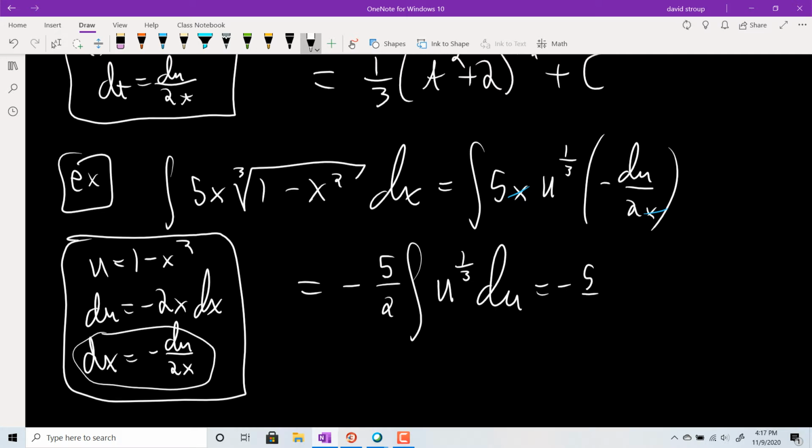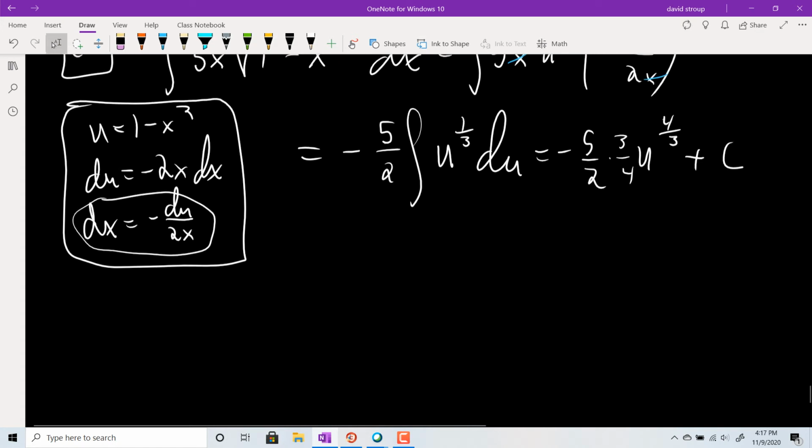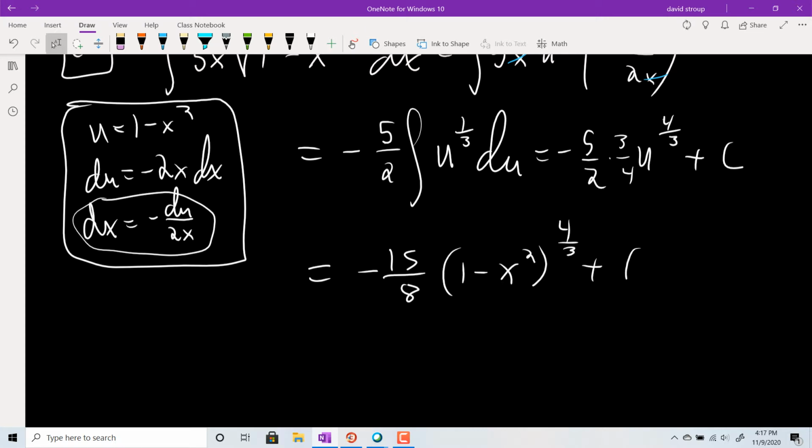Okay, so we got negative 5/2 times u to the 1/3 plus 3/3 is 4/3. And then times the reciprocal of 4/3, which is 3/4, and then plus c. And then we end up with negative 15/8, and back subbing, 1 minus x squared to the 4/3 plus c.